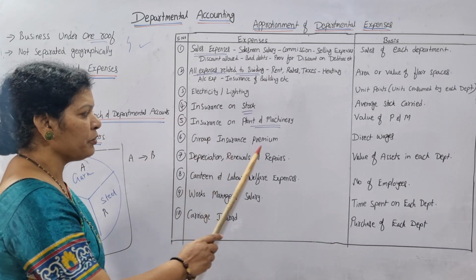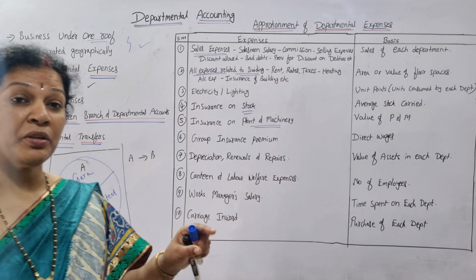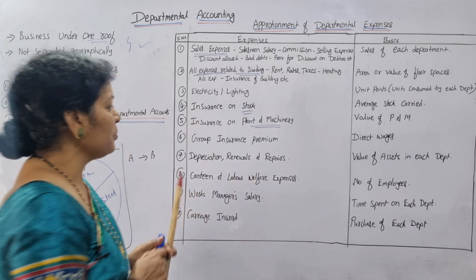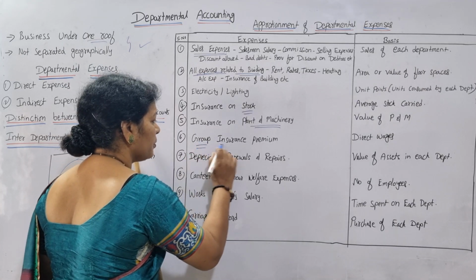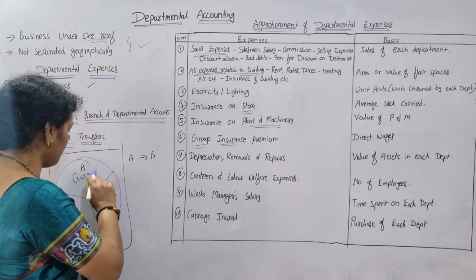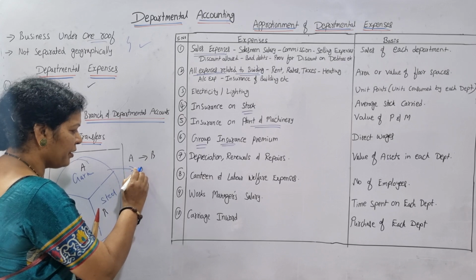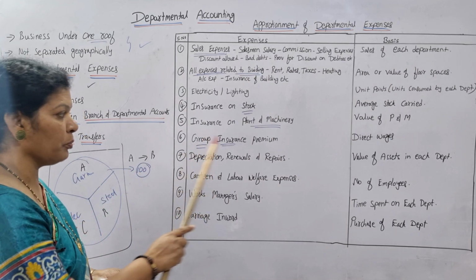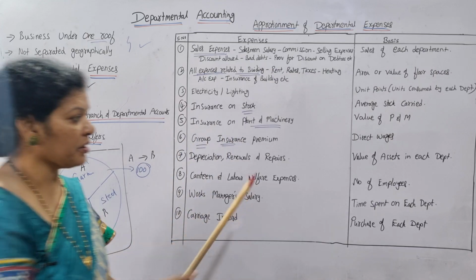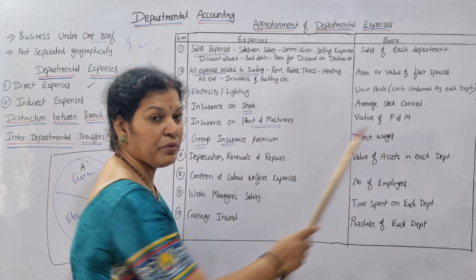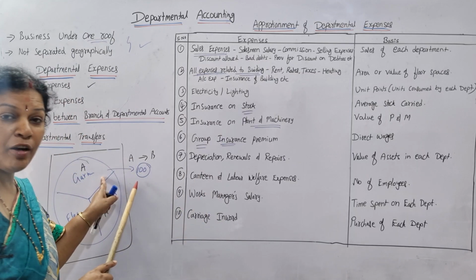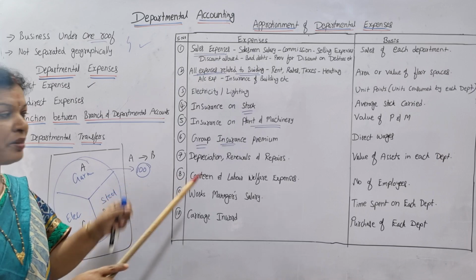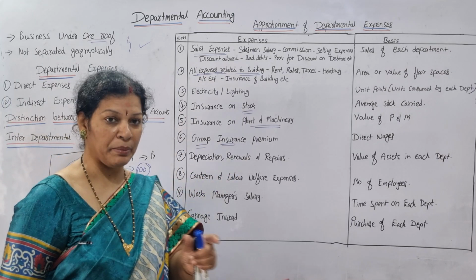Next one, group insurance premium. Group insurance. Insurance is for whom? Employees. We are giving group insurance. Suppose in our organization, a department A has 100 employees. For 100 employees, we wanted to go for group insurance. That is the group insurance premium. How do we allocate that? This depends on the direct wages. Department A, how many people are there? 100 employees. How much wages do they have? Based on that, we'll be calculating this group insurance premium.